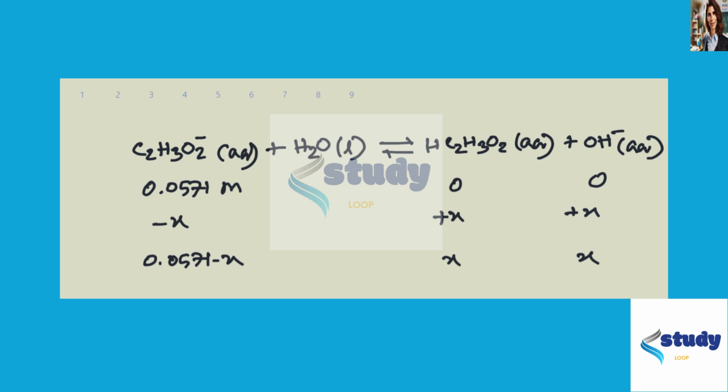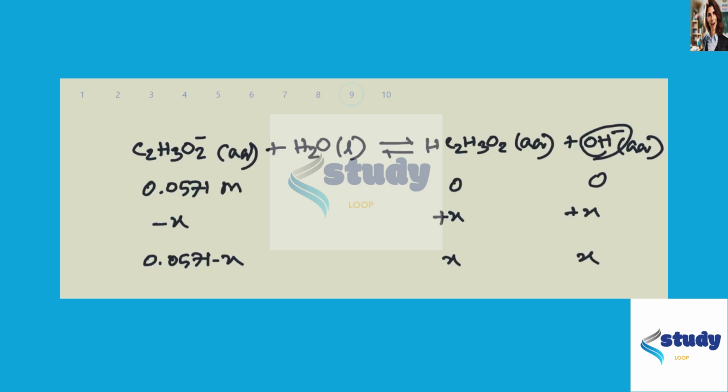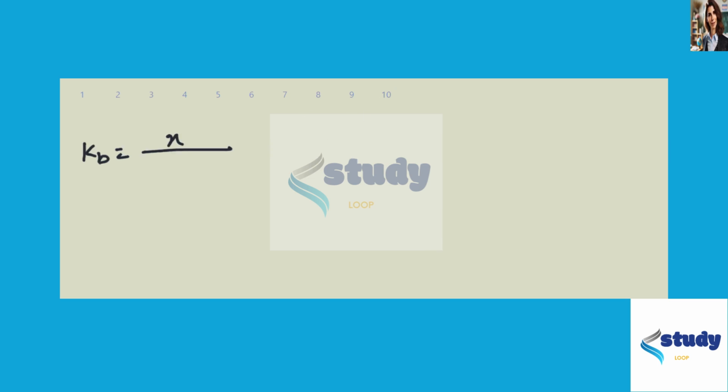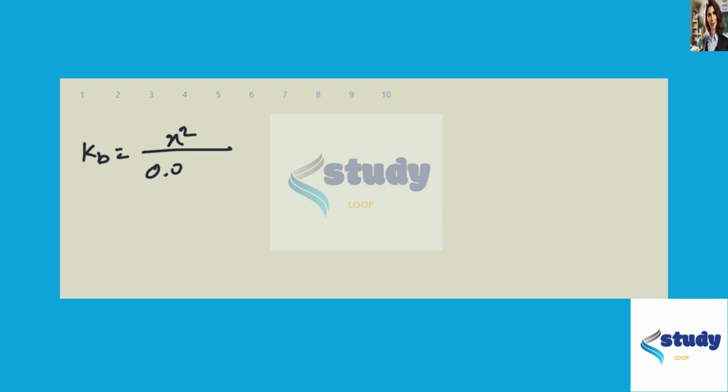Now, since here we are producing hydroxide ion, we have to set an expression for the Kb value. So the Kb will be the product concentrations over the reactant concentration, and here we have both of the product concentrations as x, so we will put x squared over the reactant concentration, which is 0.0571 minus x. Now we don't know the Kb value here, but we know the Ka value for the acetic acid, which is 1.8 times 10 to the power minus 5.